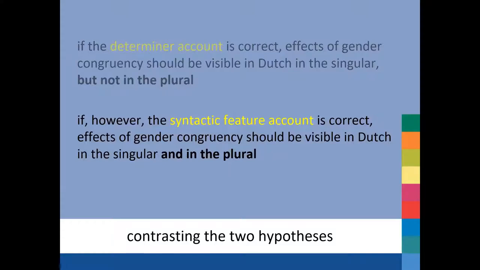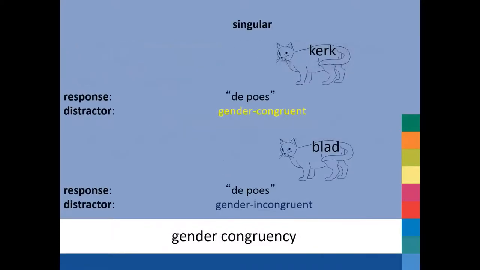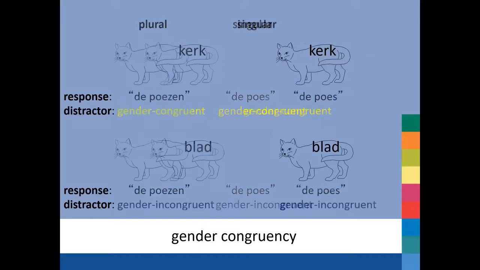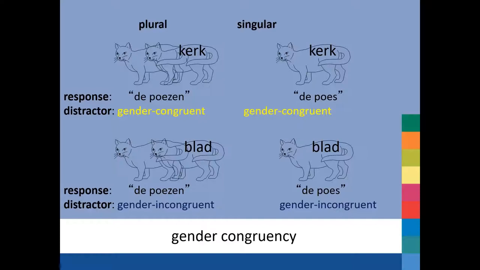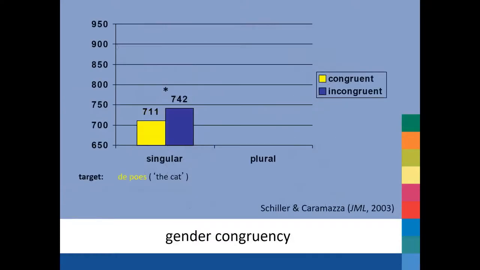However, if the syntactic feature account is correct, effects of gender congruency should be visible in Dutch in the singular, but also in the plural. We tested this in an experiment where we again presented participants with pictures and distractor words. There was a gender congruent condition and a gender incongruent condition. And then we also presented them with a plural condition where they just had to name the object in the plural. And what we found was that we replicated the original effect by Schriefers in the singular.